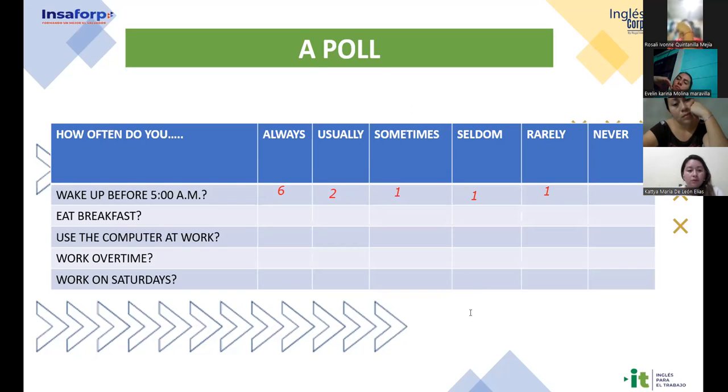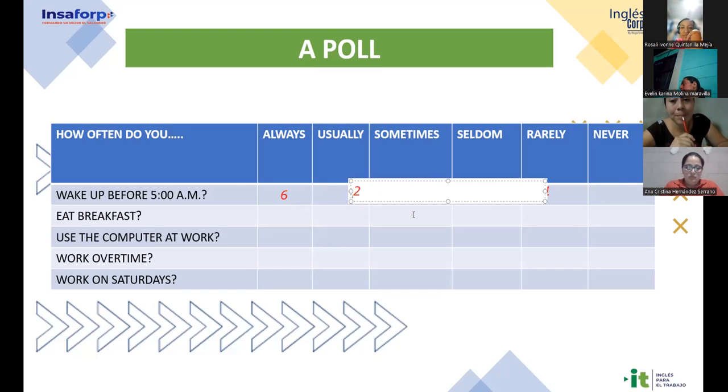Who is missing? I think... Did you ask Raquel? Raquel, no. Raquel, how often do you wake up before 5 a.m.? I sometimes wake up before 5 a.m. Sometimes. We have now, oh, I don't know why the numbers disappear. Okay, 6, and here we have 2, and here we have 2 now. I don't like sometimes this because I only raise 1, but disappear the 3. Okay, we have 12 people. And in the class we have 15.